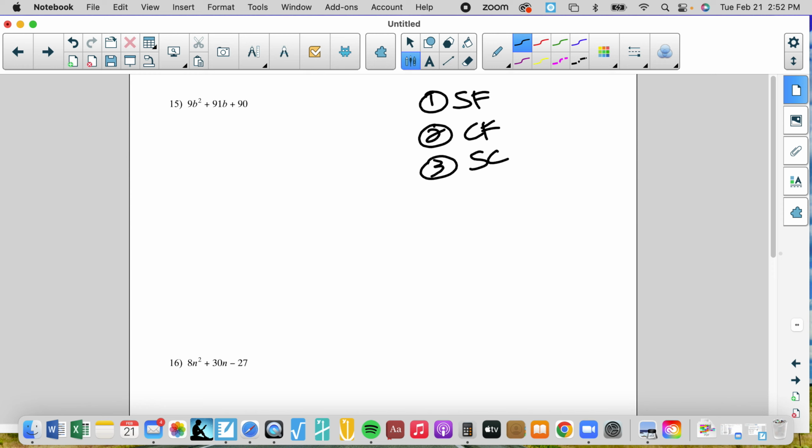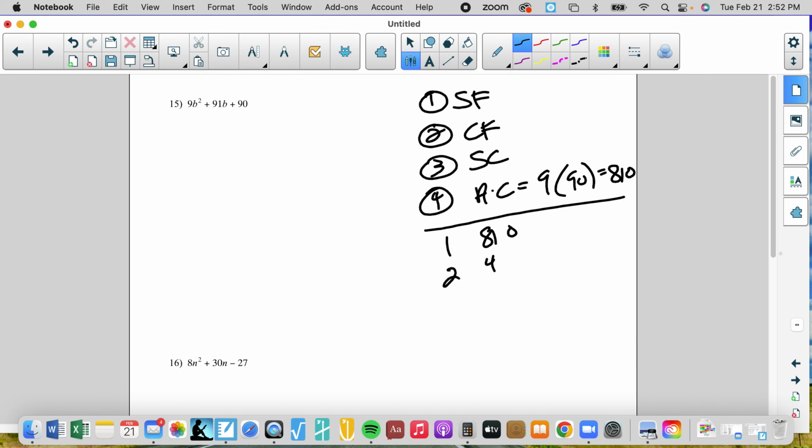Special case? 9 is a perfect square, 90 is not a perfect square. 4 is A times C. 9 times 90 is 810. Blech. 1, 810. 2, 405. I see that my signs are going to be the same, and they're both going to be positive. So I need to add my 2 factor pairs to make 91.